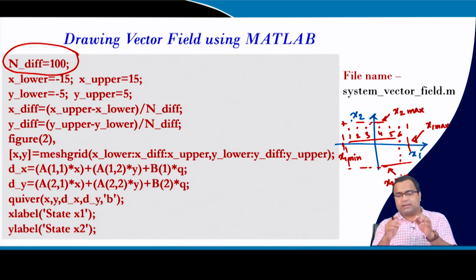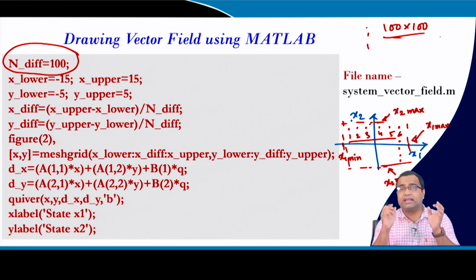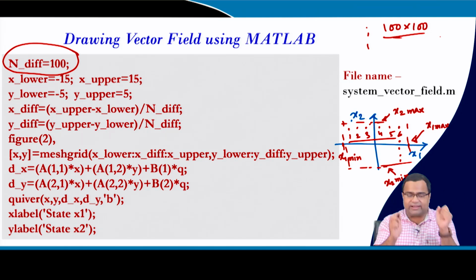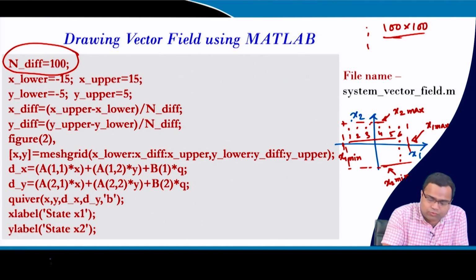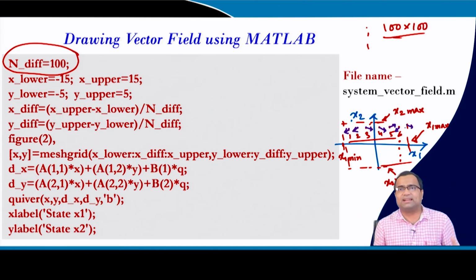So, if I give 100, that means 100 such points along the x axis, and the same number of points should be taken along the y axis. So, it will create a matrix like 100 cross 100, and each one is a point in the phase plane where we want to draw the vector field. That means we are interested in drawing the direction of the vector field. How does it look? I am just drawing some arbitrary vector field, right. It is like magnetic lines of force, something like that, right.